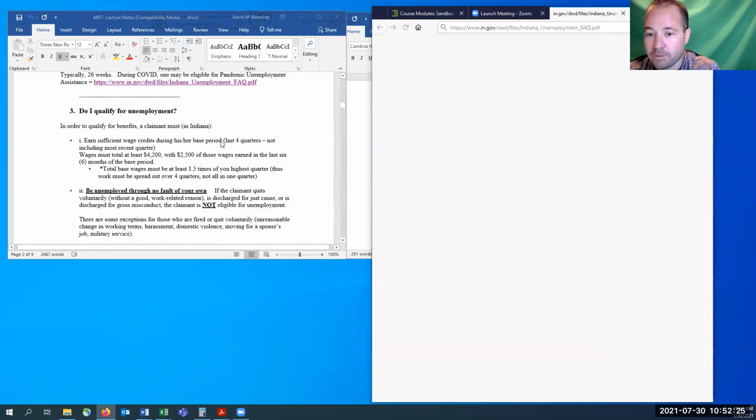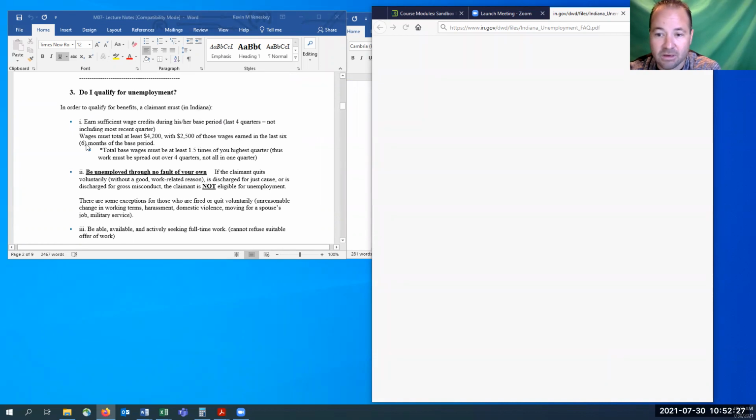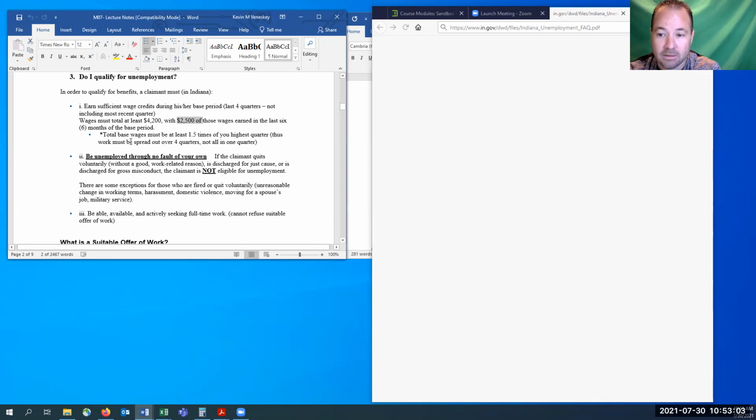Do I qualify for unemployment? Well, the first thing you've got to do is have sufficient wages over the past 4 quarters. If you don't have any wages to base it off of, then you're not going to get anything. All right, so your wages must total at least $4,200, and $2,500 of that $4,200 coming within the last 6 months. So that's not a lot of money, $2,500 over 6 months. Definitely not enough to live on in total. So hopefully you would have had that much. That's not a high threshold.